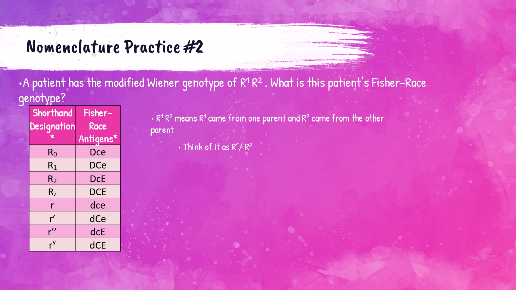So let's go to R1. That's big D, big C, little e, and then R2 is big D, little c, big E. So R1 is big D, big C, little e, R2 is big D, little c, big E. We're just going to put them together, each haplotype. So this patient's most probable Fisher-Race genotype is big D, big C, little e, slash big D, little c, big E. So that's your answer.